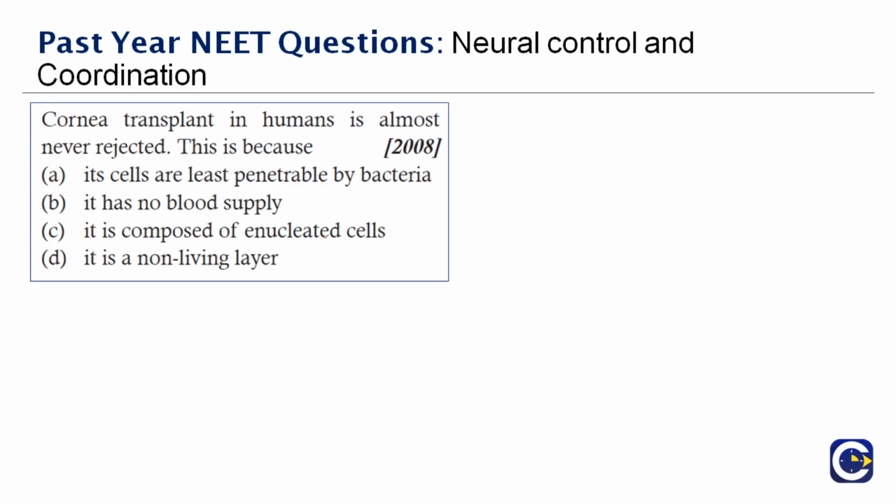Cornea transplant in humans is almost never rejected. This is because of dash. So you have to analyze the statements here. Look at option A. Its cells are least penetrable by bacteria. No, it has no blood supply. So when we talk about the cornea transplant in humans, it is almost never rejected because it has no blood supply. Cornea is a transparent layer of tissue continuous with the sclera that forms the front part of the vertebrate eye over the iris and the lens.